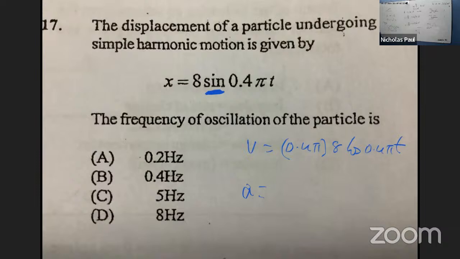Okay? So based on this equation, what is the maximum velocity? Look at this here. What gives you the maximum velocity? It's the same as whatever is in front of the sine. So the maximum velocity is 0.45 by 8. Okay? Yes. What's acceleration?